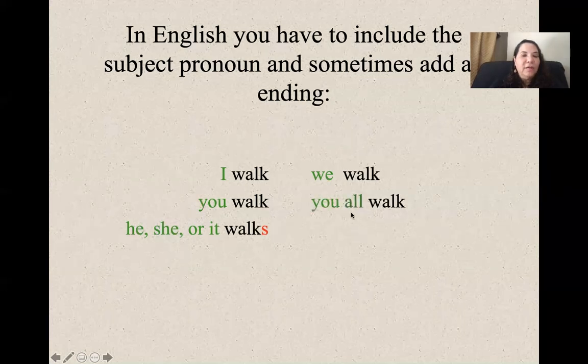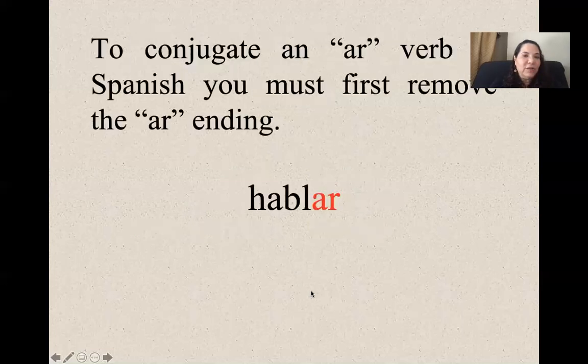You walk. But we put this all not because it's part of the pronoun. It's just so you don't get confused with the singular form. And third person, they walk. If you notice, in English, you have walk, walk, walks, walk, walk, walk. And what is important is that you need the pronouns in order to say who's walking, because if you only go by the verb, you really don't know who's doing the action.